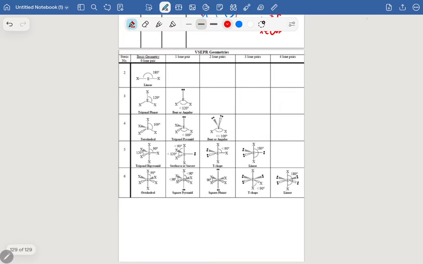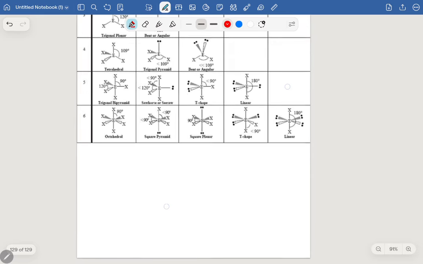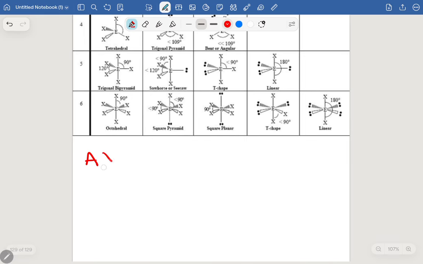Now, after this, I'm just going to move on to the hybridization. So we only have a couple of them that are hybridized. We have the first one, which is AX2, which is sp hybridized.